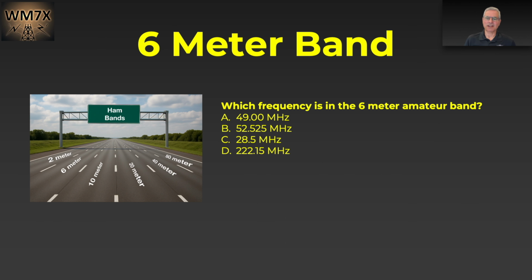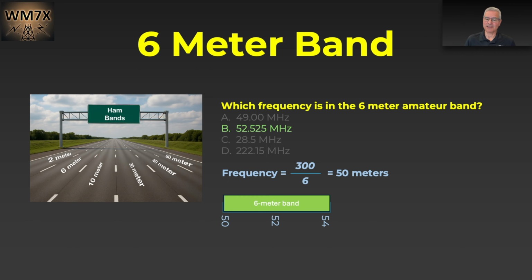The next question is a little tougher. They want to know which frequency is in the 6-meter band. So this time we convert from 6 meters to a frequency and we get 50 megahertz. But there are two of the answers that are pretty close to 50, so which one is it? Unfortunately, in this case, you just have to remember that even though 49 is close to 50, it's actually not in the 6-meter band. 52.525 is the right answer. Sorry about that. It's just one of those things you have to learn.